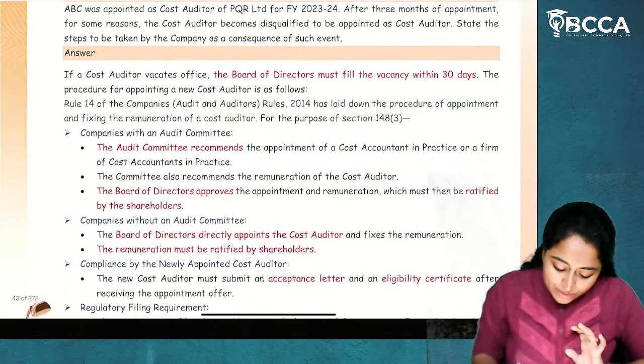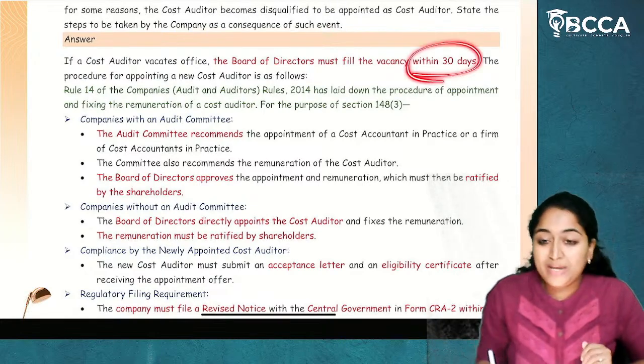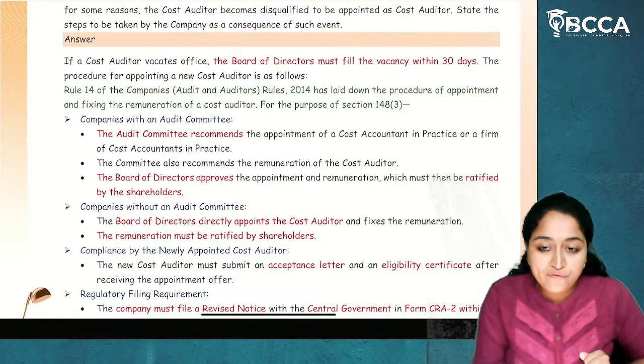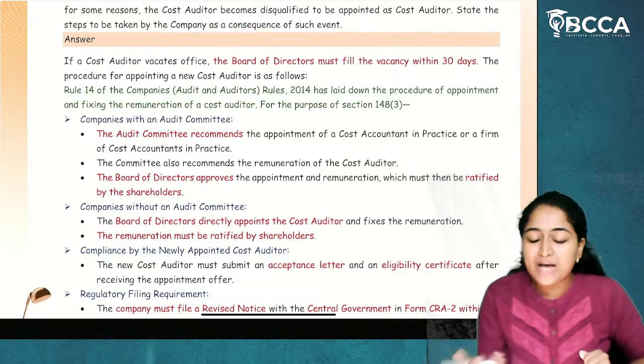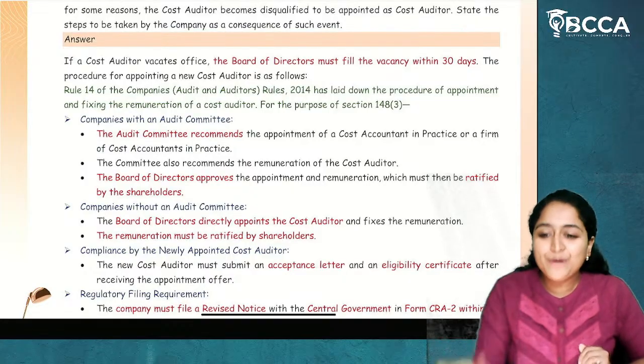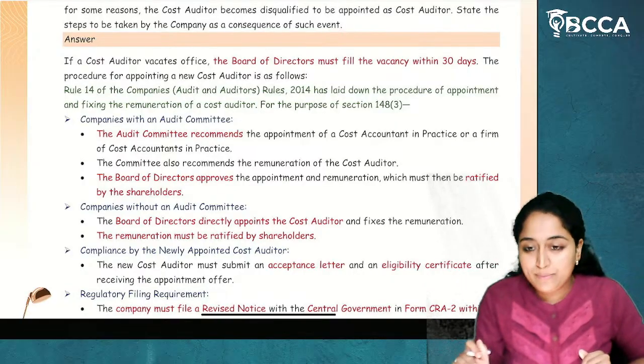Now, first you will write that he will vacate the office and the board of directors will fill that vacancy within 30 days of that particular vacancy. And how will this be filled? The board's resolution will be passed through a board meeting. Through a board meeting, the board's resolution will be passed and a new cost auditor will be appointed.